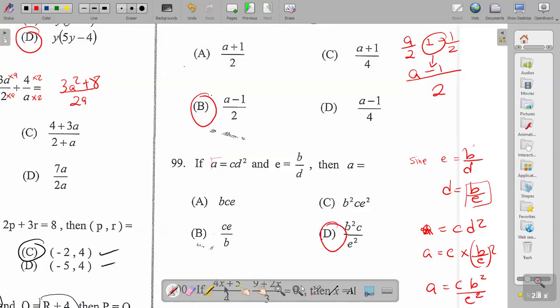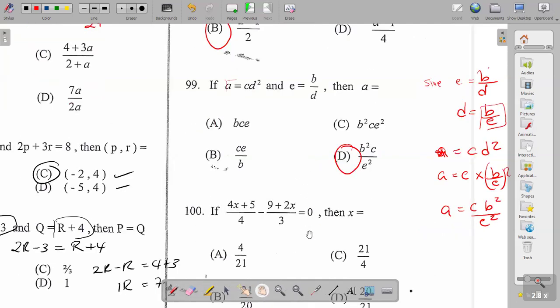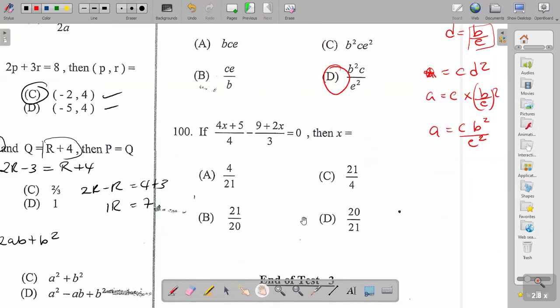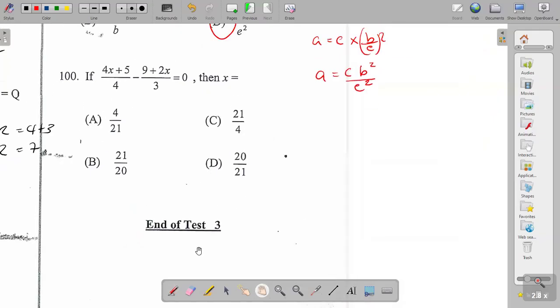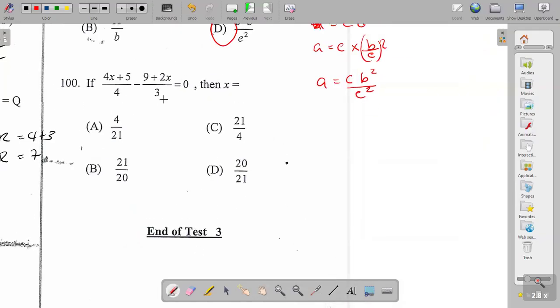Just this one. Last one, it's a biggie, but it's easy because both denominators are constants. So let's get some room. So the LCM would be 12. So I have to multiply this by 3 and all of this by 3. And I multiply this by 4 and all of this times 4 equals 0.